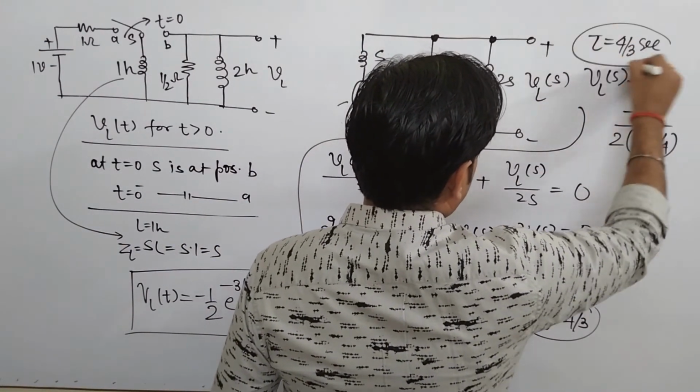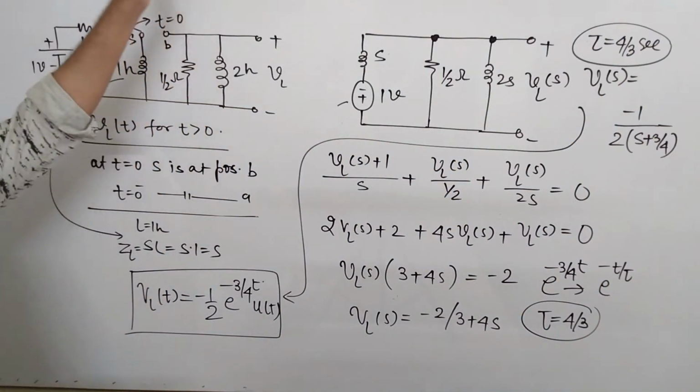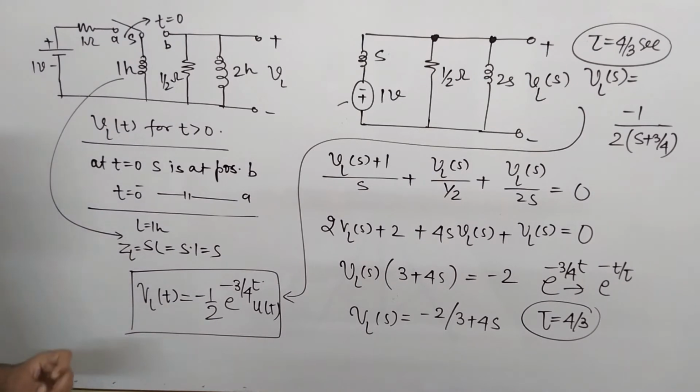This also you keep in your mind, because sometimes this question comes in examination and they will simply ask the time constant. What is the time constant? So for time constant, you have to understand the network and then you have to find it. This is 4 by 3 second. So this is the first problem. We'll go for the next problem.